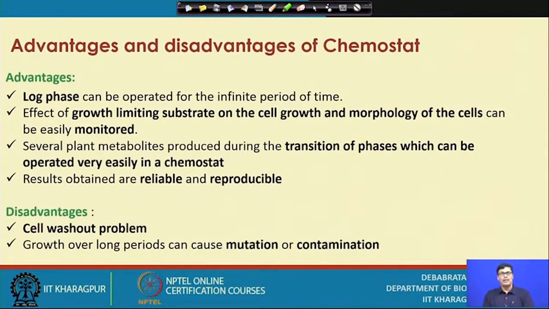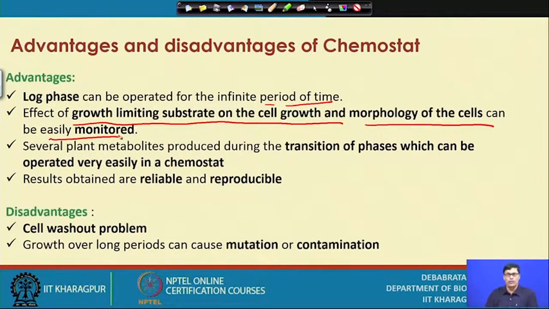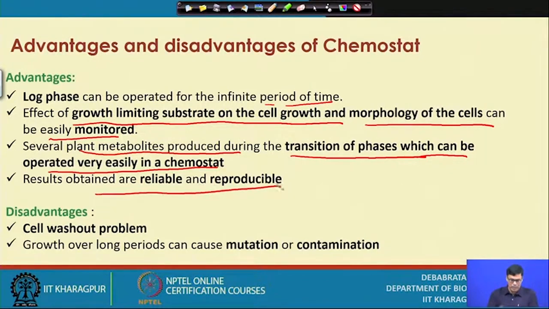Now, what are the advantages we have with the chemostat process? The log phase can be operated for an infinite period of time. The effect of growth limiting substrate on the cell growth and morphology of the cell can be easily monitored, because I told you that a cell comprises a number of components. Suppose we want to find out the effect of an individual component on a particular process, we can easily find it out. Several plant metabolites are usually produced during the transitional phases, which can be easily operated in the chemostat. Simply by controlling the dilution rate, we can move between the phases, so we can have more metabolite formation. And the results obtained are reliable and reproducible.